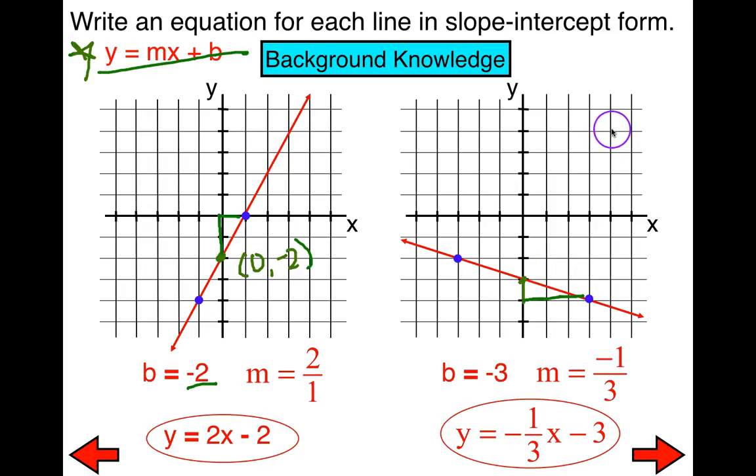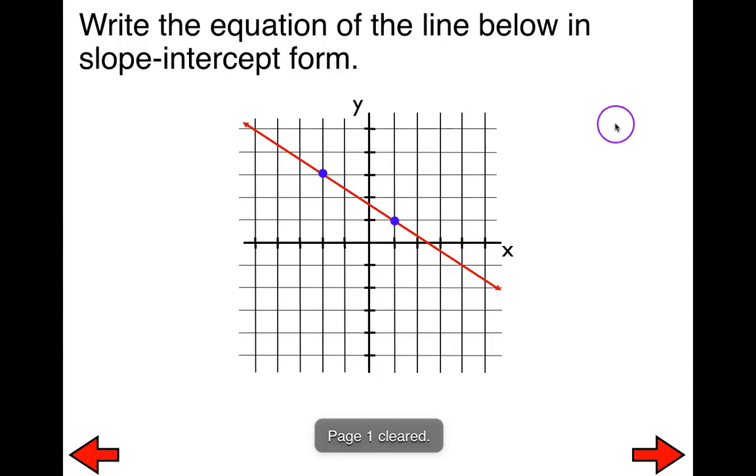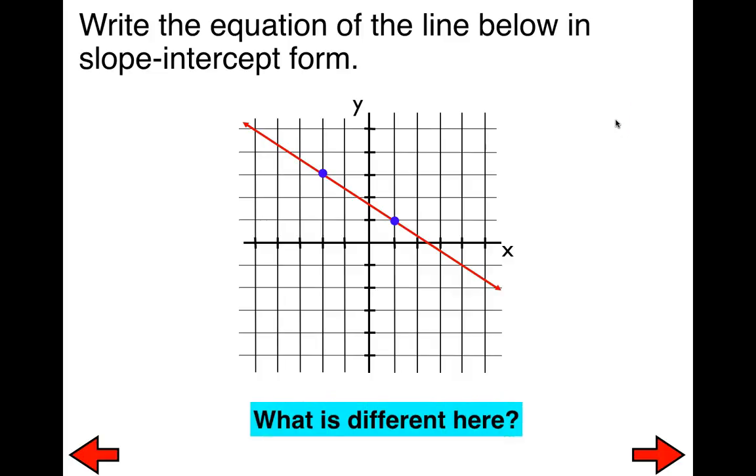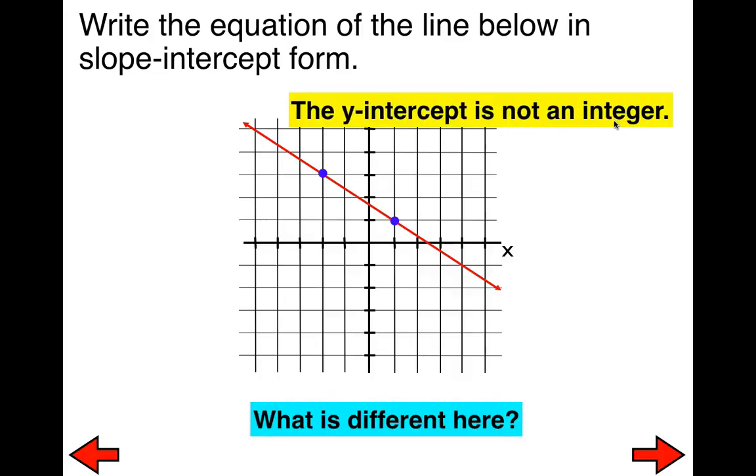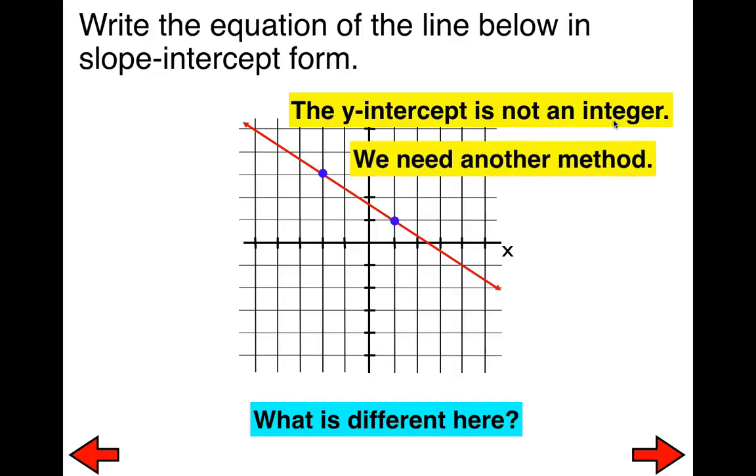So now, what happens if it looks like this? The first thing you would have to do is find the y-intercept. But the problem is it's not a nice whole number. It's not an integer. So we need a different method. We can't just guess and say, oh, that's about 1.7. That's not good enough. So what could we do?